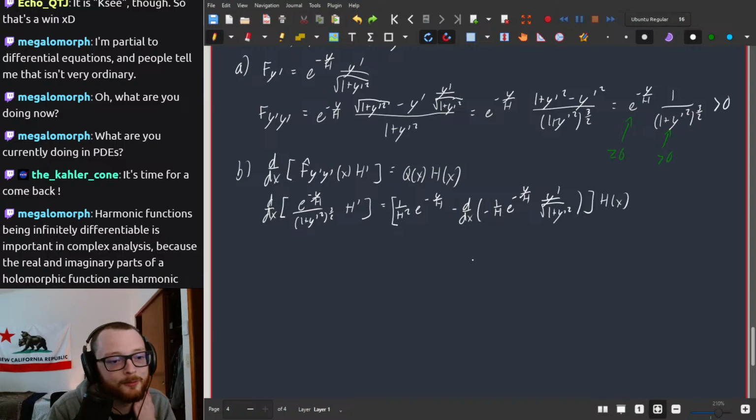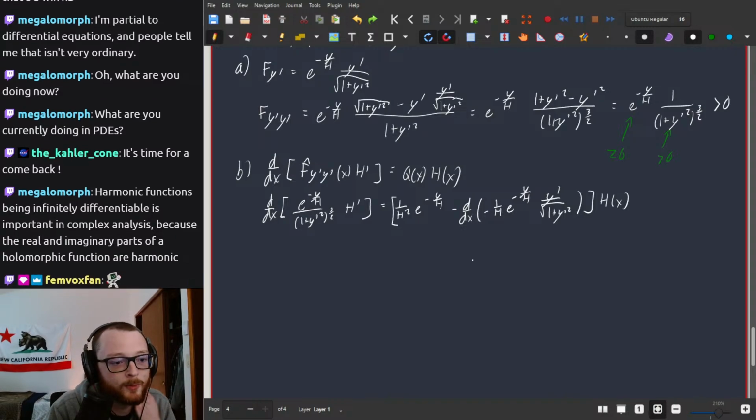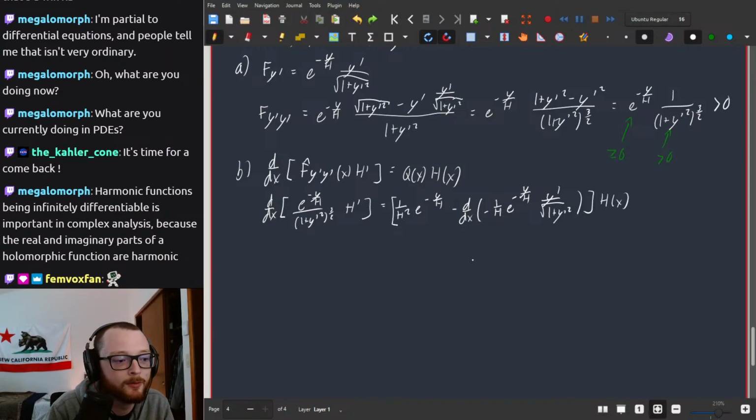Okay, without actually doing derivatives, how does this product rule look?